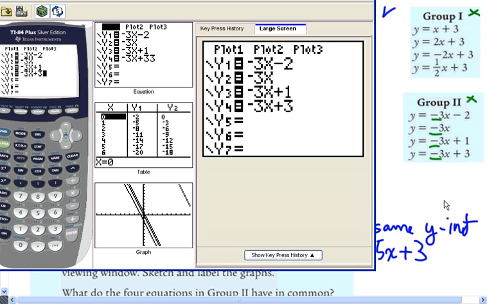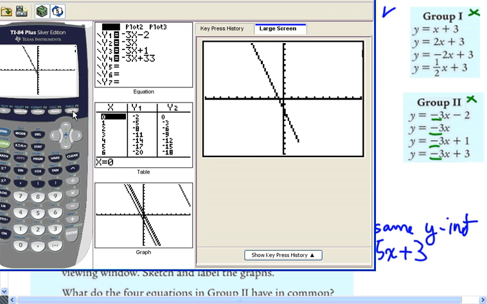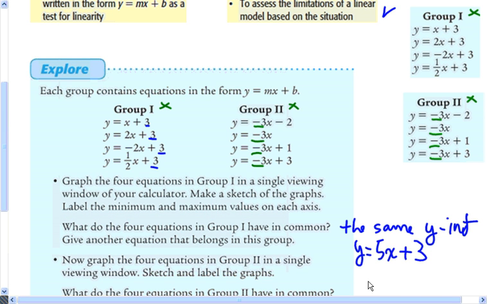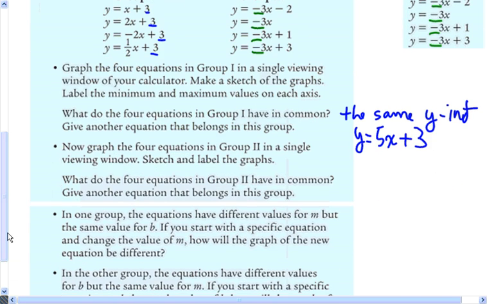All right, I've graphed all those. I put all those in the calculator, and now I'm going to press graph. And we can see that every one of those equations is parallel. All of them are parallel. And the reason they're parallel, we can assume by looking at what they all have in common, is that they all have the same coefficient. The coefficient on every one of those is negative 3, and we know that the coefficient is the same as the slope. So in group 2, they all have the same slope.